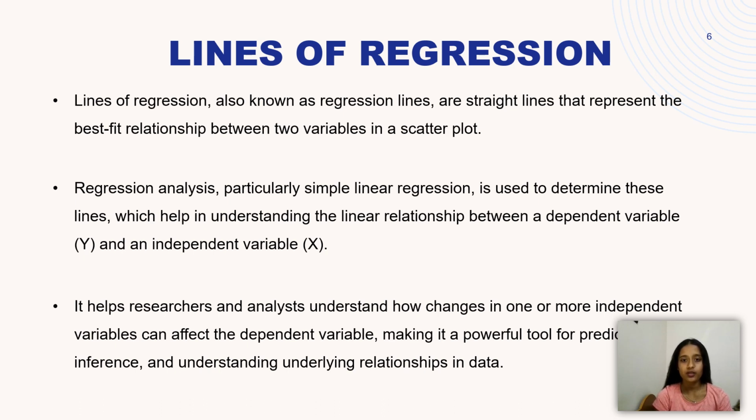Lines of regression are also known as regression lines. These are the straight lines that represent the best fit relationship between two variables in a scatter plot. They help researchers and analysts understand how changes in one or more independent variables can affect the dependent variable, making it a powerful tool for prediction and inference and for understanding the underlying relationships in data. It is used to determine these regression lines, which help to understand the relationship between the dependent variable and the independent variable.